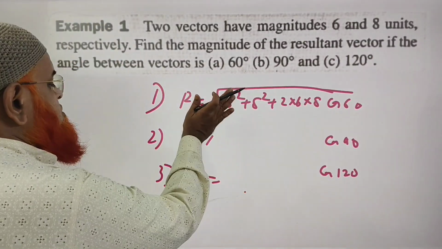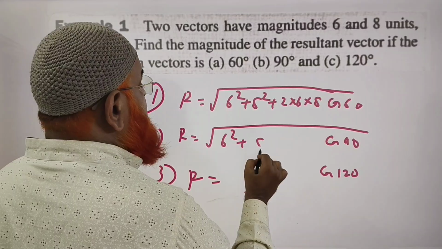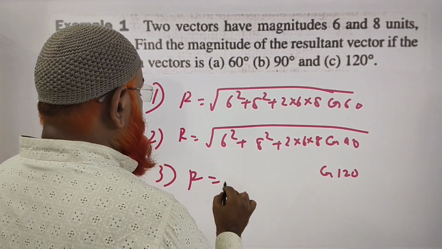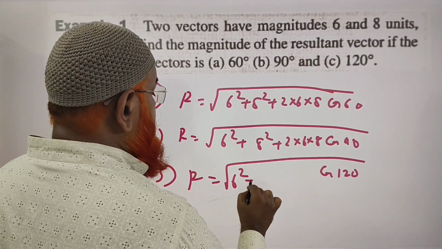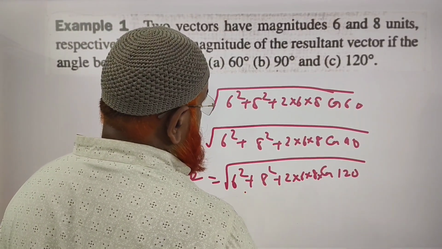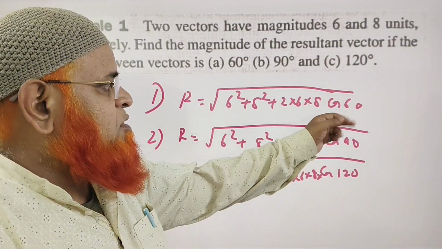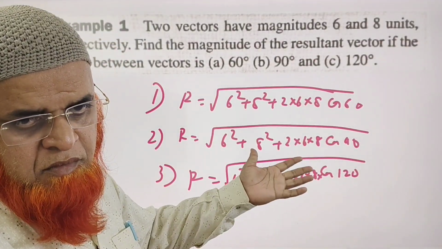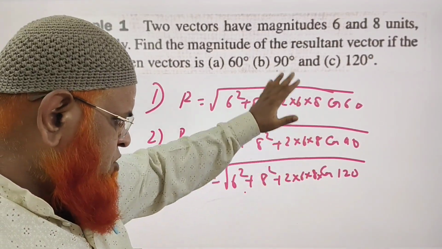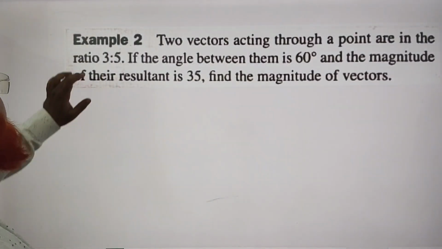Okay. So here also R is equal to the square root of 6 square plus 8 square plus 2 into 6 into 8 cos 90. Here also the square root of 6 square plus 8 square plus 2 into 6 into 8 into cos 120. Okay. So you can solve these problems easily. You know, cos 60 is nothing but 1 by 2. So 2 gets cancelled. I think you can solve this. It's very simple. Now, the next one is a little bit complex. We shall go.